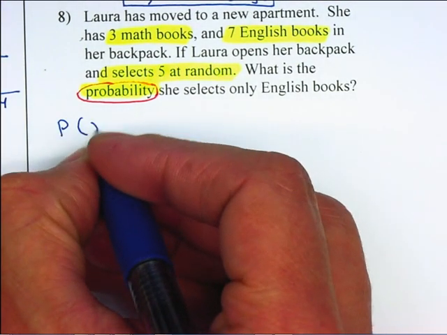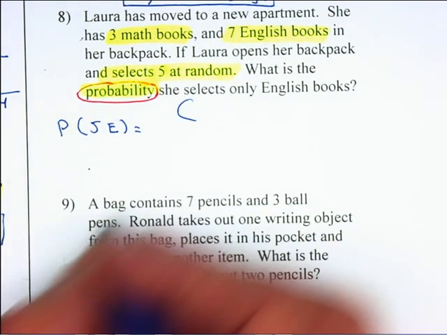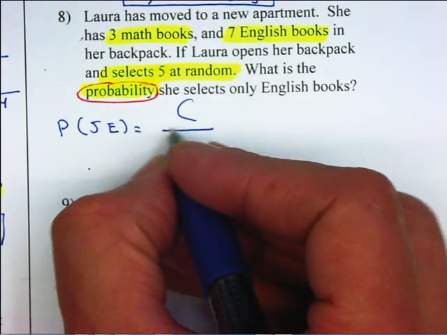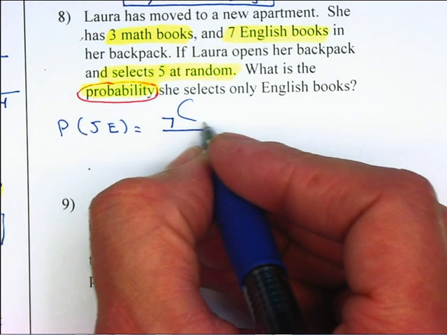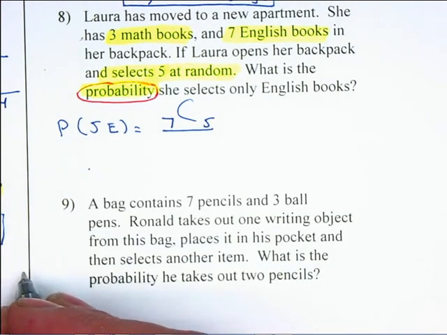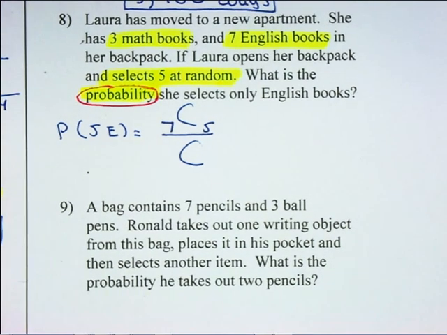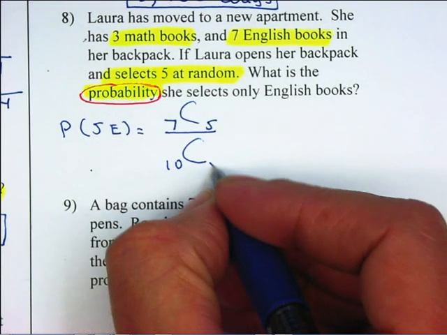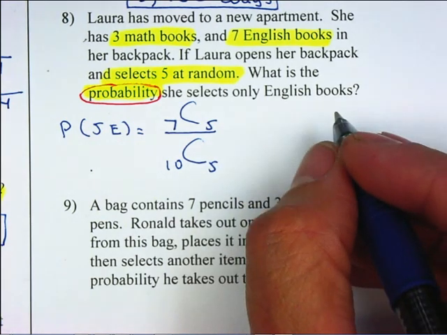Probability that she has 5 English books will be first on the numerator. How many English books do you have total? 7. And how many do we need to select? 5. On the denominator is all of them. How many different ways can you select 5? Doesn't matter if they're math or English. So how many books total? That'll be 10. And how many are we selecting? 5. So we just simplify each one of them. So let's see.